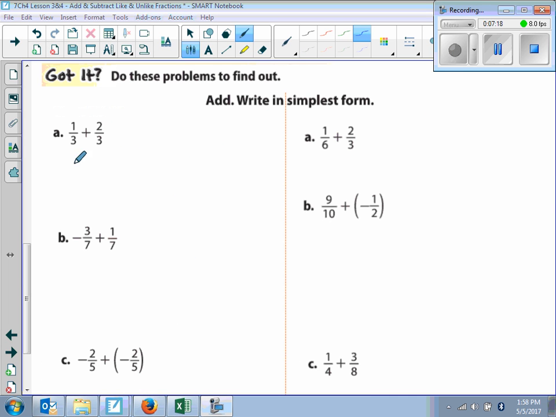Again, here, for example A, we have 1/3 plus 2/3. Those already have common denominators. So 1/3 plus 2/3, we're going to add the numerators. So that's 1 plus 2. And we're going to put it over the same denominator. So this is going to give us 3/3, which is equal to 1. Very good.